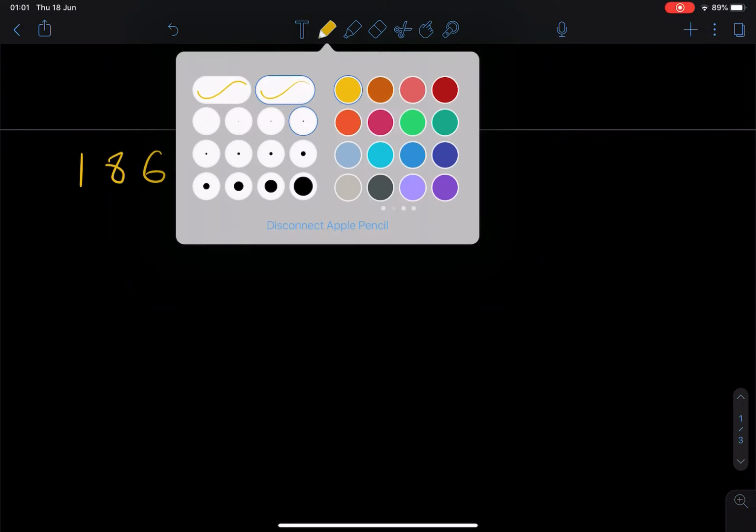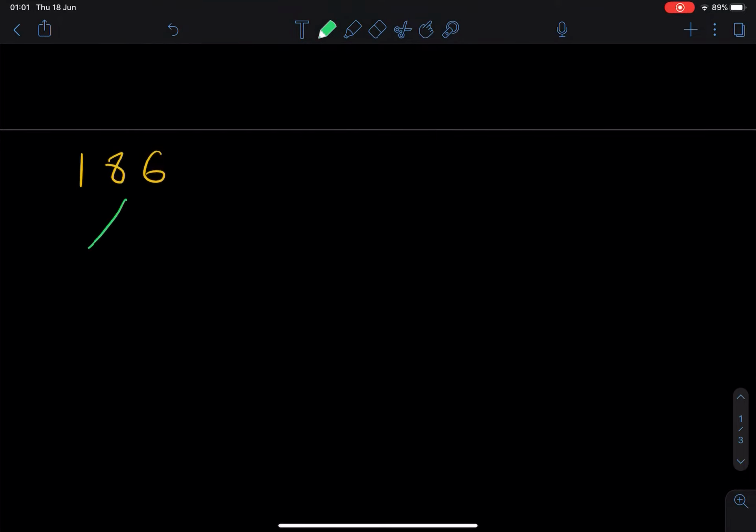Let's do another one. Let's do something slightly harder. Let's do 186, for example. Again, choose any two factors that multiply to give me 186. If you can't think of a number, just try and halve it, or try and divide it by 3, or any number that you can think of straight away. So 2 is probably the easiest one to start off with.